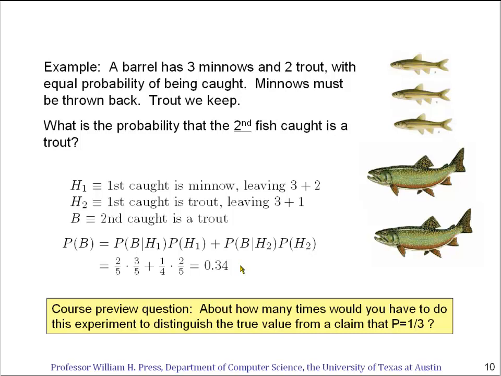How many times would you have to do this experiment in order to prove your friend wrong, to prove that the probability really was 0.34 and not 0.333333? Would you have to do the experiment about 100 times, about 1,000 times, about 1,000,000 times? I'll let you think about that question, and maybe we'll answer it much later in the course.